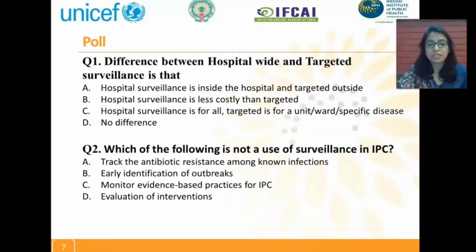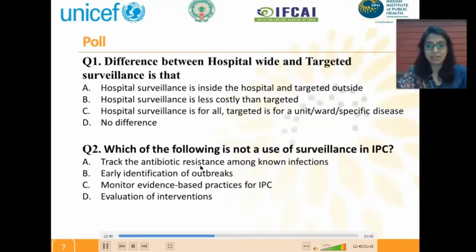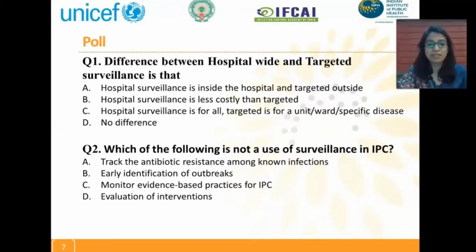The options are: hospital surveillance is inside the hospital and targeted outside, or hospital surveillance is less costly than targeted, or hospital surveillance is for all the hospital and sites, whereas targeted is for a unit or ward or a specific disease, or you think that there is no difference? Please read the options carefully and choose the correct answer. Hope you have answered the question. Let me move on to the next one.